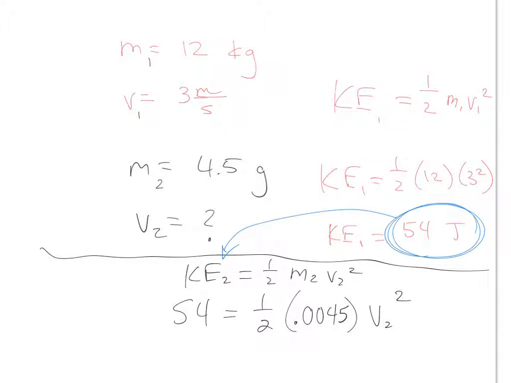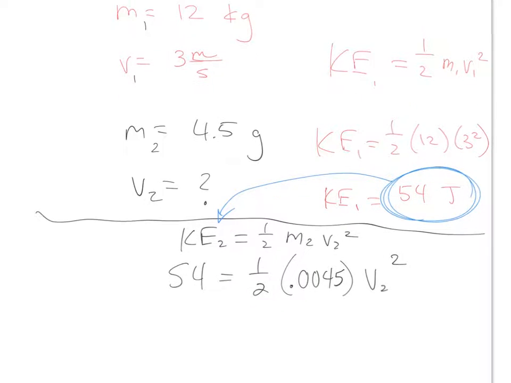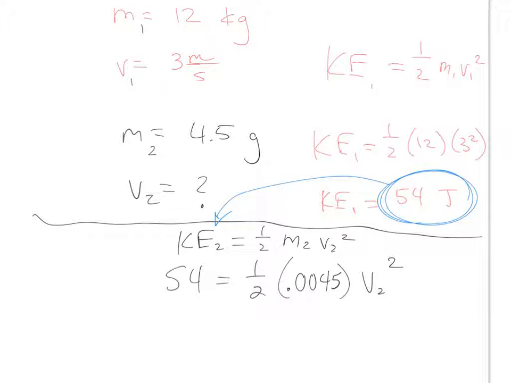Anybody think of a quicker way to do this? Right off the bat, something that's easier to do? We did them separately, didn't we? We did KE1, and then we found that and set it equal to KE2. What could I have done right off the bat to make this problem a lot simpler and faster? A lot of you struggle with time, that's why I'm saying this. What could I have done as an alternate solution?